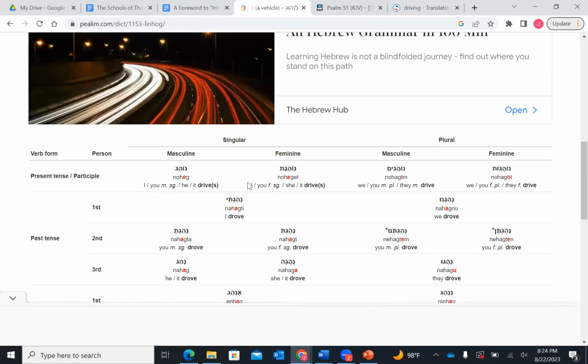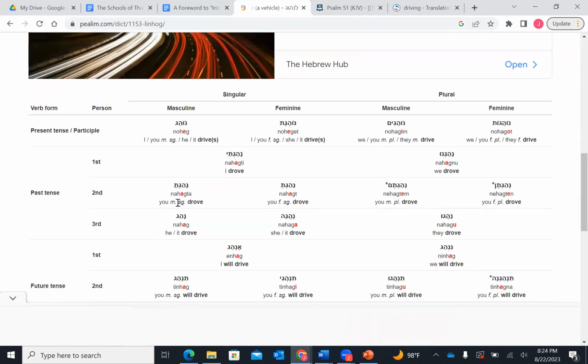And it gives me I drive, you drive, she drives. I drove, nahagti, right? We drove, nahagnu, you drove, nahagta, nahagt. That's hard to say there. Nahagtem, nahagten, nahag, nahaga, right?